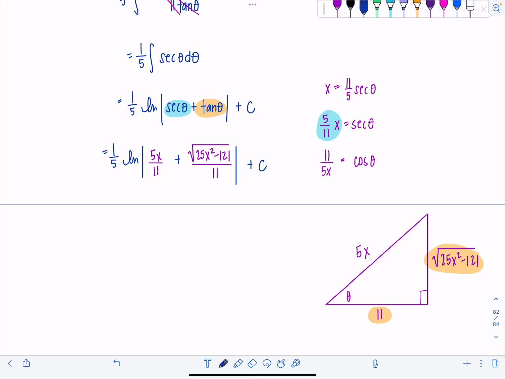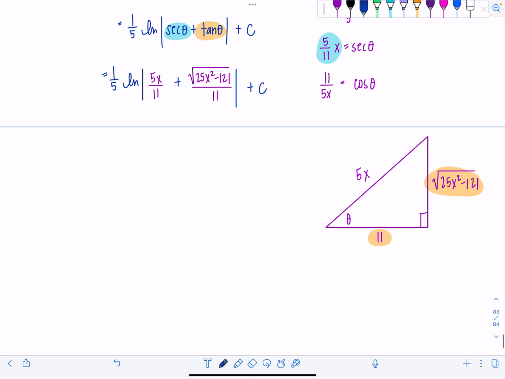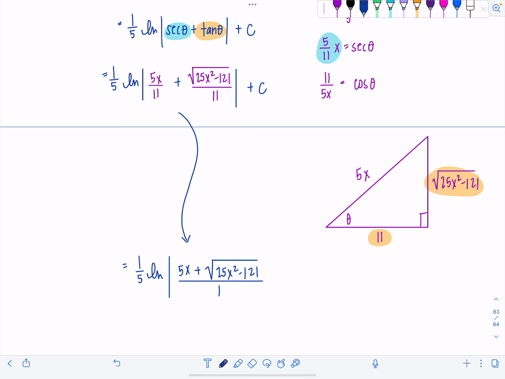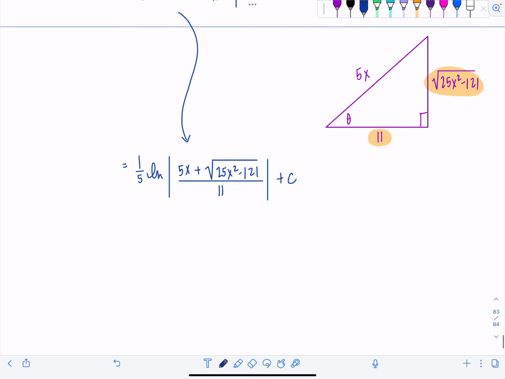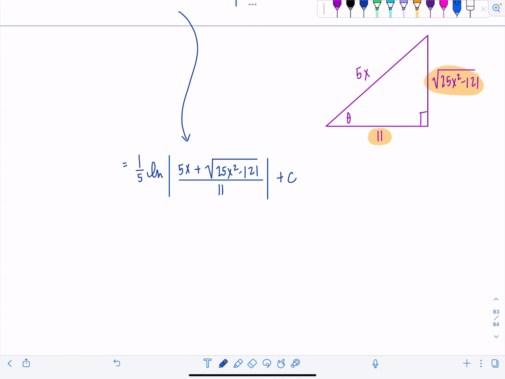Now, you could stop here, but most of the time when you check an answer key or whatever, they'll simplify it further. And let me show you how. So notice that we can combine both terms inside the argument of the logarithm because they have denominator 11. So I could write this as absolute value 5x plus square root 25x squared minus 121 all over 11 plus c.